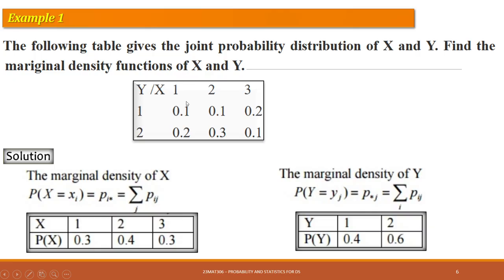For 1, what is the answer? We have to add 0.1 and 0.2. We get 0.3. And for the second x value, we have to add these two things. This is 0.4 and this is 0.3.